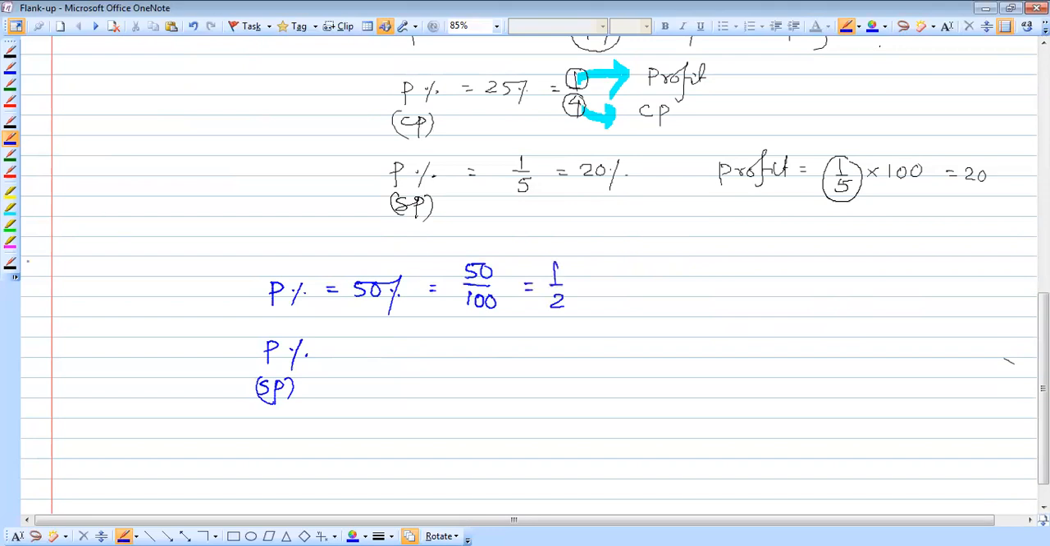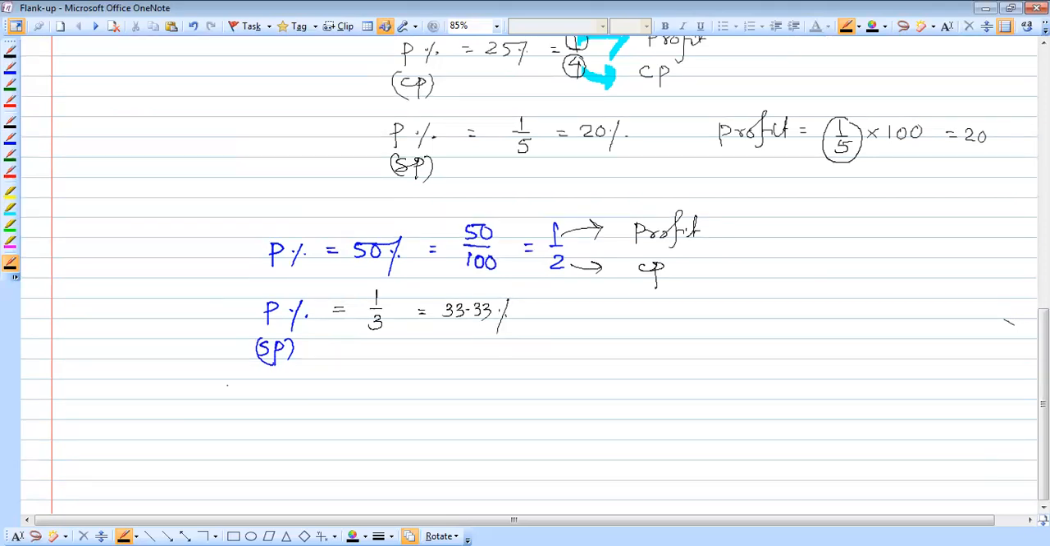So now let me analyze what is 1 by 2. 1 by 2 means 1 is the profit, 2 is the cost price. That means you bought the item at 2 rupees and you want to make a profit of 1 rupee. So you are going to sell it at 3 rupees. So profit percentage on the selling price will be 1 rupee profit on the selling price of 3 rupees, which into 100 you do 33.33. I hope things are clear.